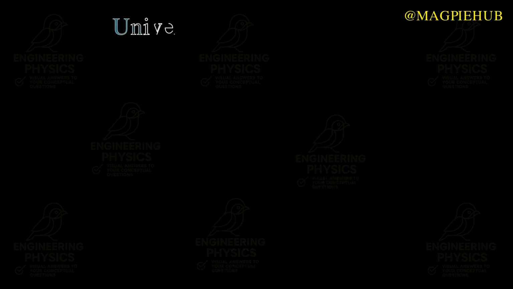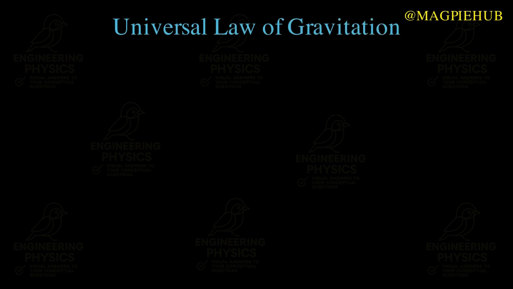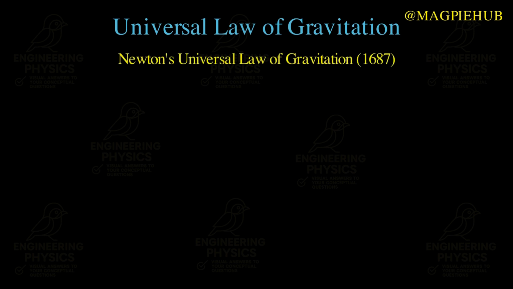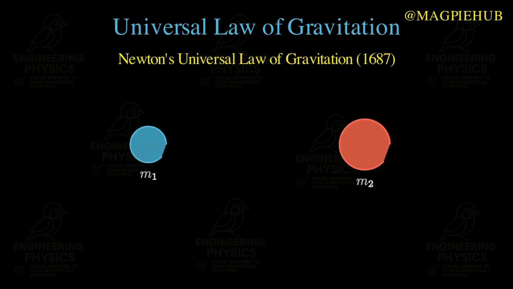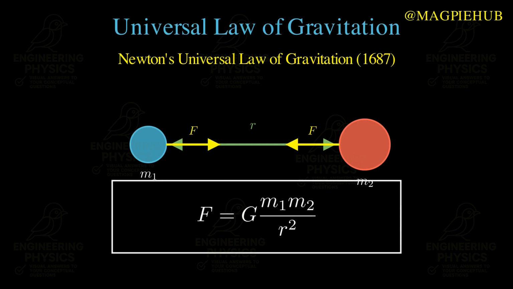First, let's understand Newton's universal law of gravitation, proposed in 1687. Newton observed an apple falling and wondered, if Earth pulls the apple, does it also pull the Moon? Yes. Every object in the universe attracts every other object. The formula is F equals G times m1 times m2 divided by r squared.